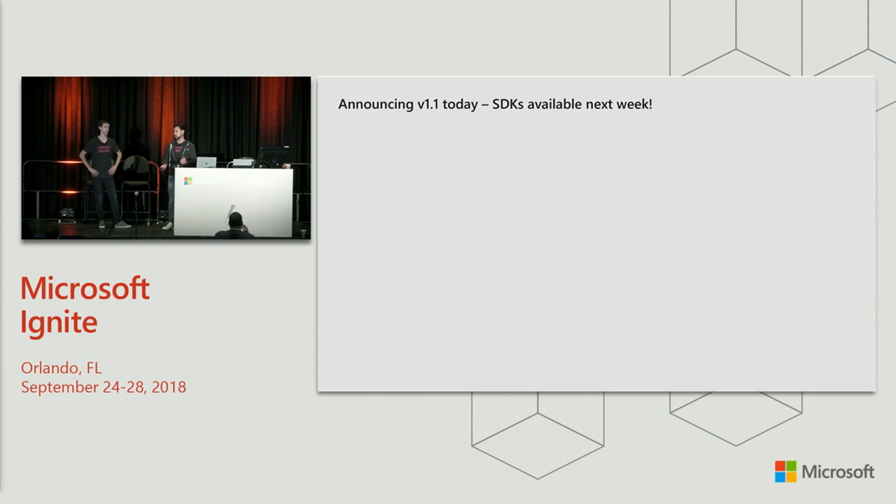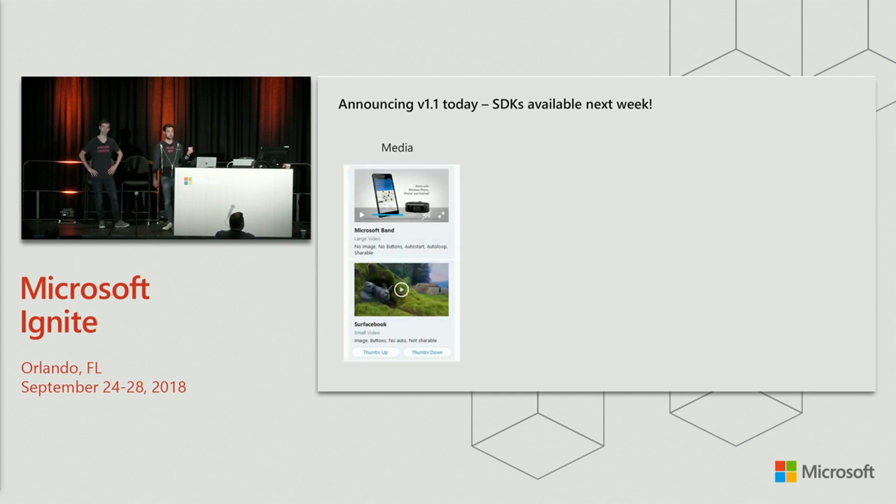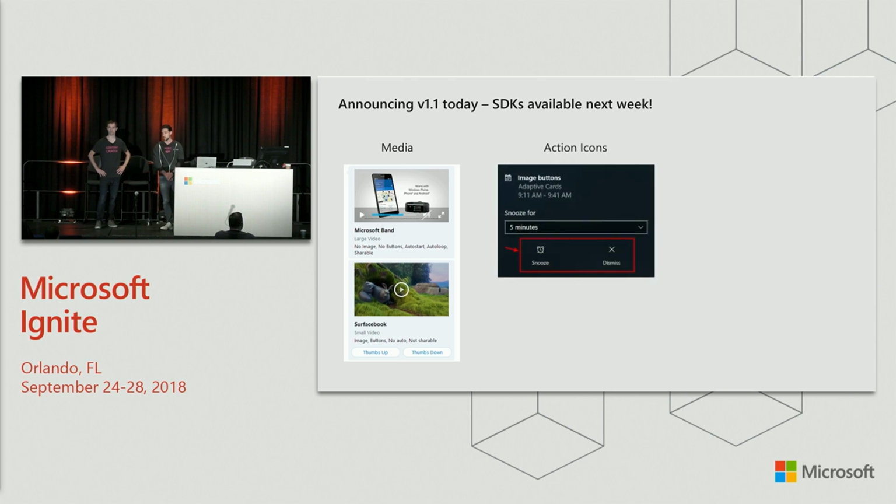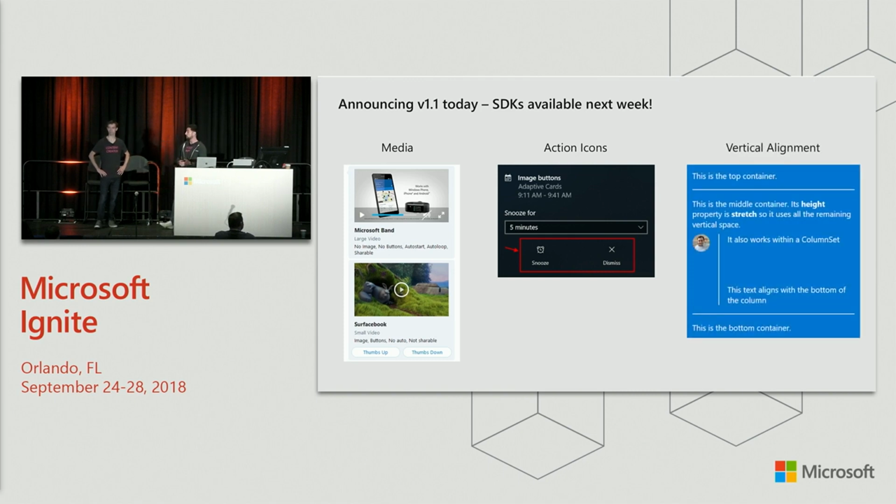The primary things you're going to see in the 1.1 SDKs are the little things you expect in a point release, where we're just closing some gaps. Things like media, so now you can put audio and video in your cards. This is great maybe if you're doing a product review or you want to embed a little video. To get Action Center in there, we need the ability to put icons on the actions. So again, just little niceties to make the cards a little more visually appealing.